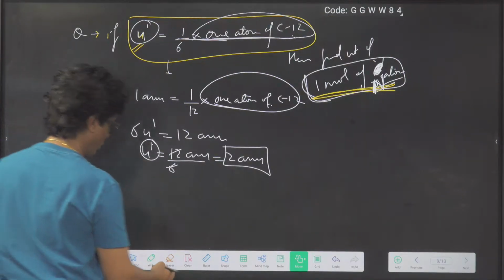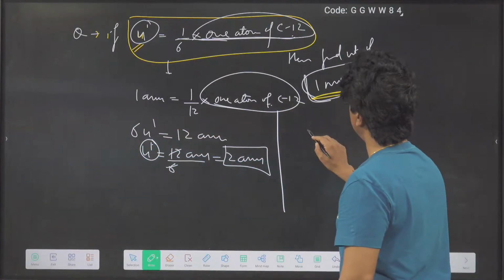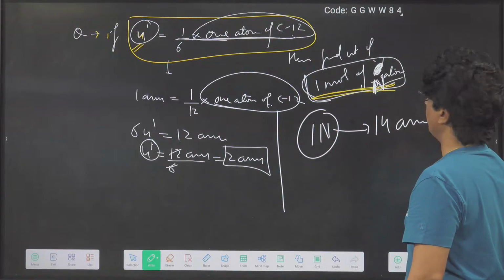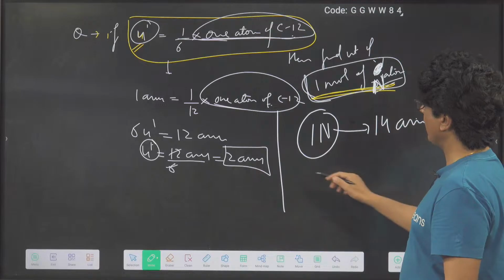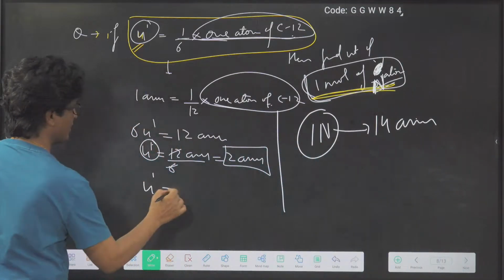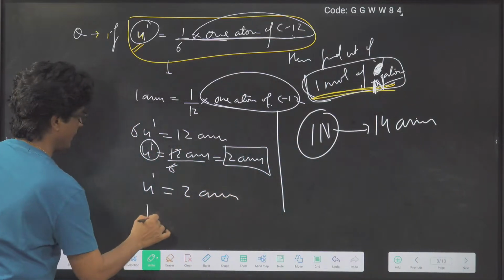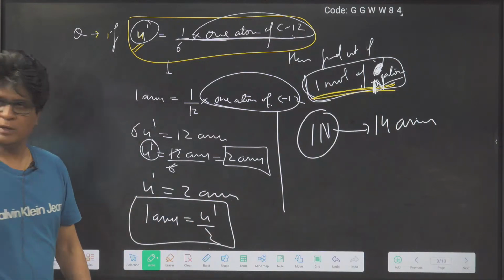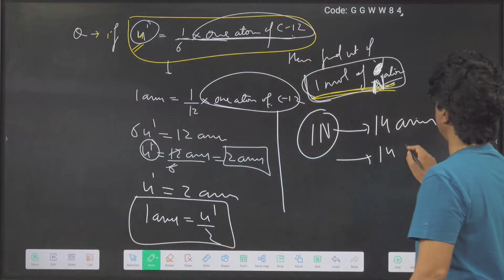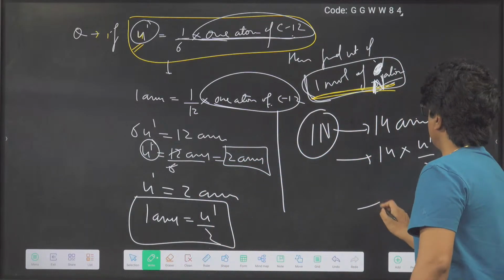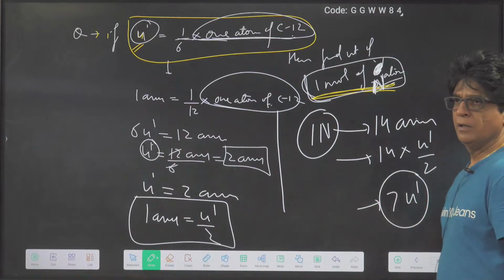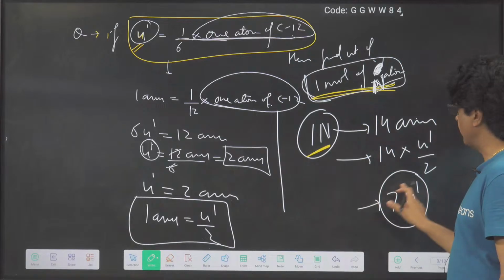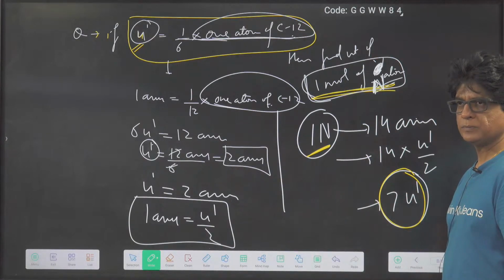And in the old unit, one nitrogen atom is 14 AMU, right? Now I know that U dash is 2 AMU, so 1 AMU is U dash by 2. If this is U dash by 2, then 14 into U dash by 2 will be 7 U dash. 7 U dash for one nitrogen atom. That's the answer, right? Is that clear?